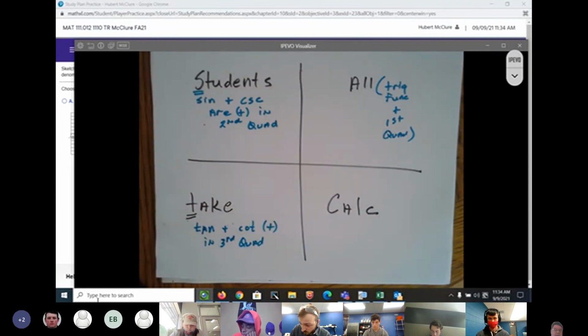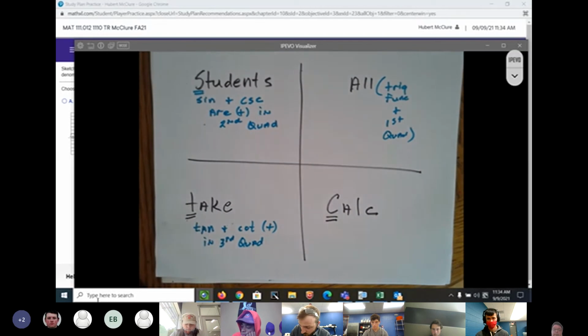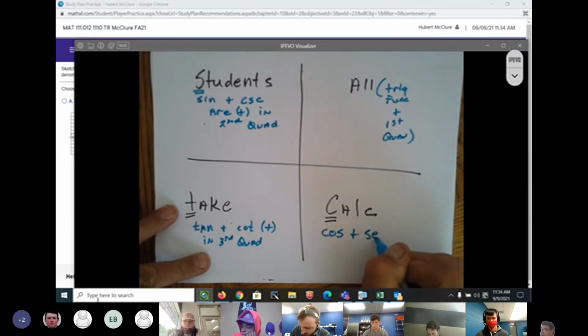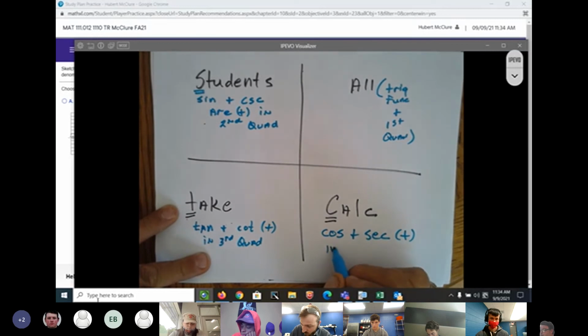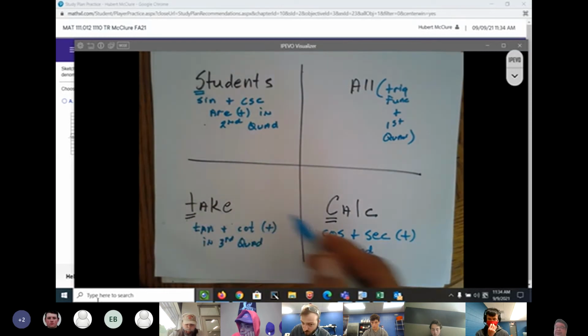And what do you think is positive in the fourth quadrant? Cosine. All students take calculus. Why? Why is this so?